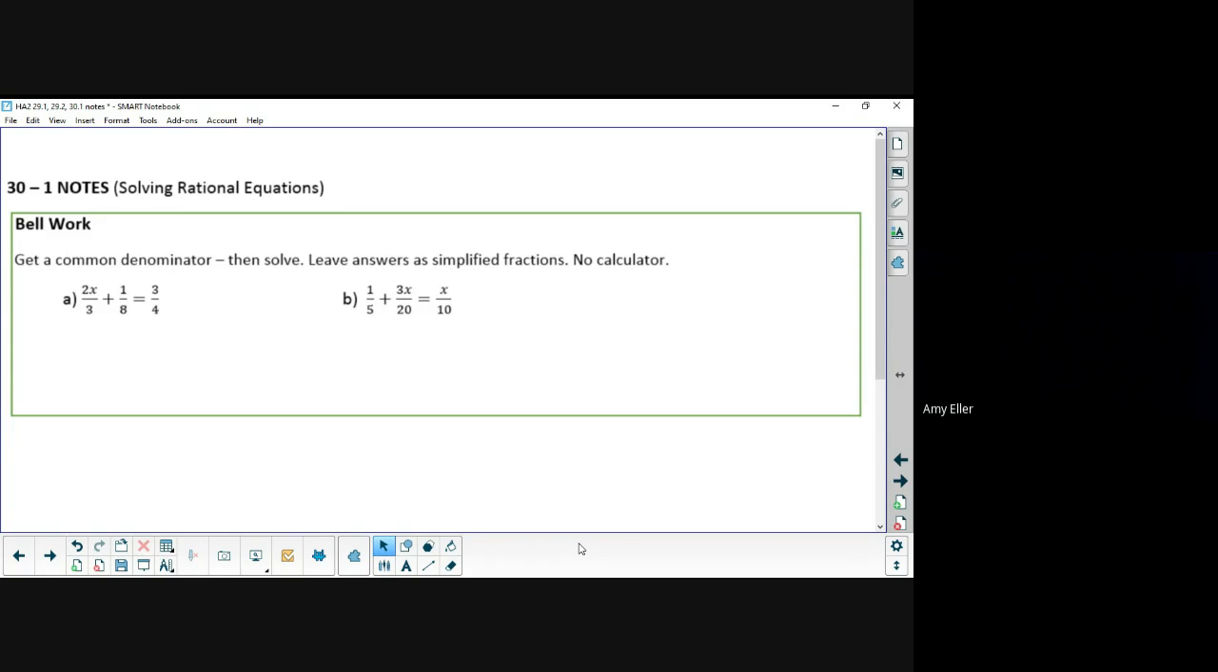So we have some practice with some easier fractions so that when we get to more complex or difficult fractions, we've got a method. So take a couple minutes. There's a hint or directions. Get a common denominator, then solve. Leave your answer as a simplified fraction. No calculator.